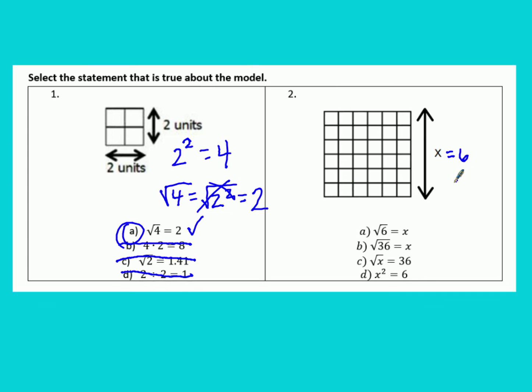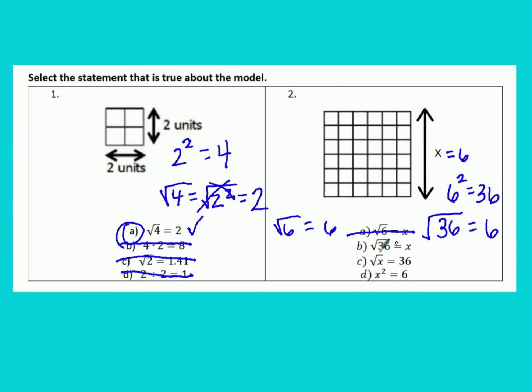So we know some things about 6 for perfect squares. 6 squared is 36. And we also know that the square root of 36 equals 6. So those are some true statements that we already know. Now looking at these, we could say that the square root of 6 equals x. Well, if we plug in our x value here, then that would mean that the square root of 6 is 6. But we know that the square root of 36 is 6, so A can't be a true statement.